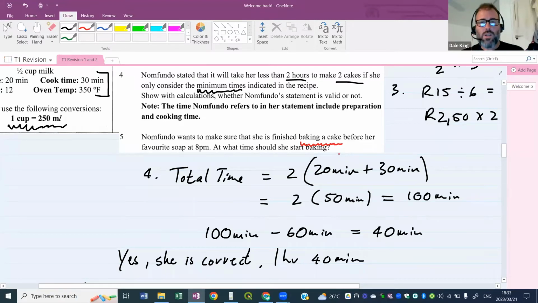So what time do you guys think that Nomfundo should start baking a cake, 1 cake, so that she can be finished to watch her soap at 8 p.m.? All right, good, Sonke, 7 p.m. Good.